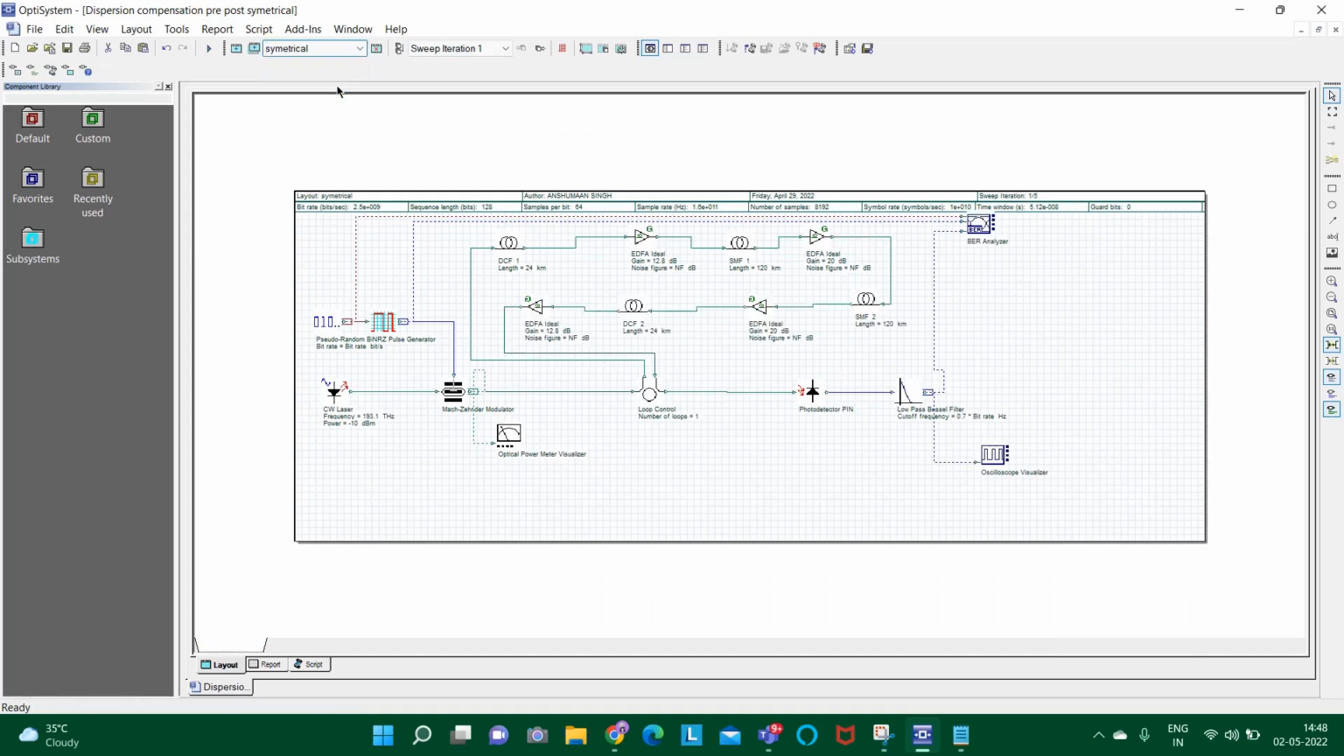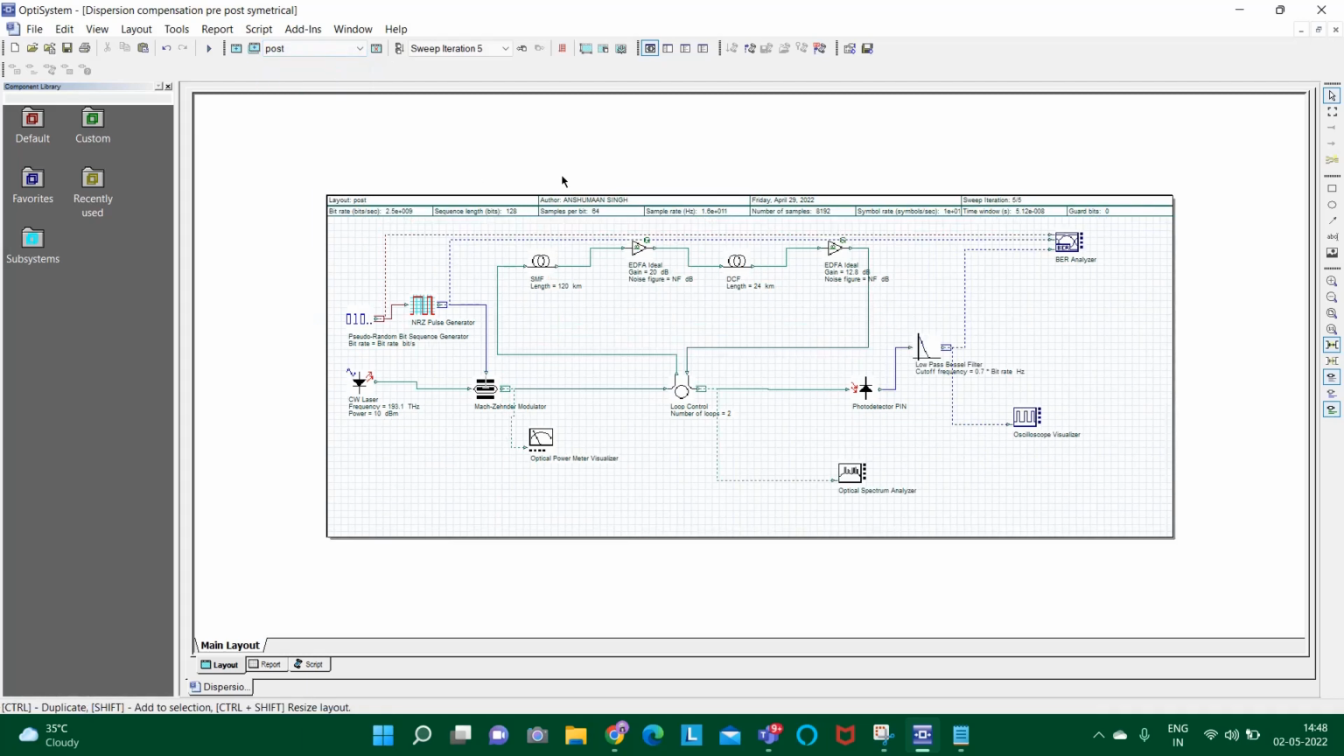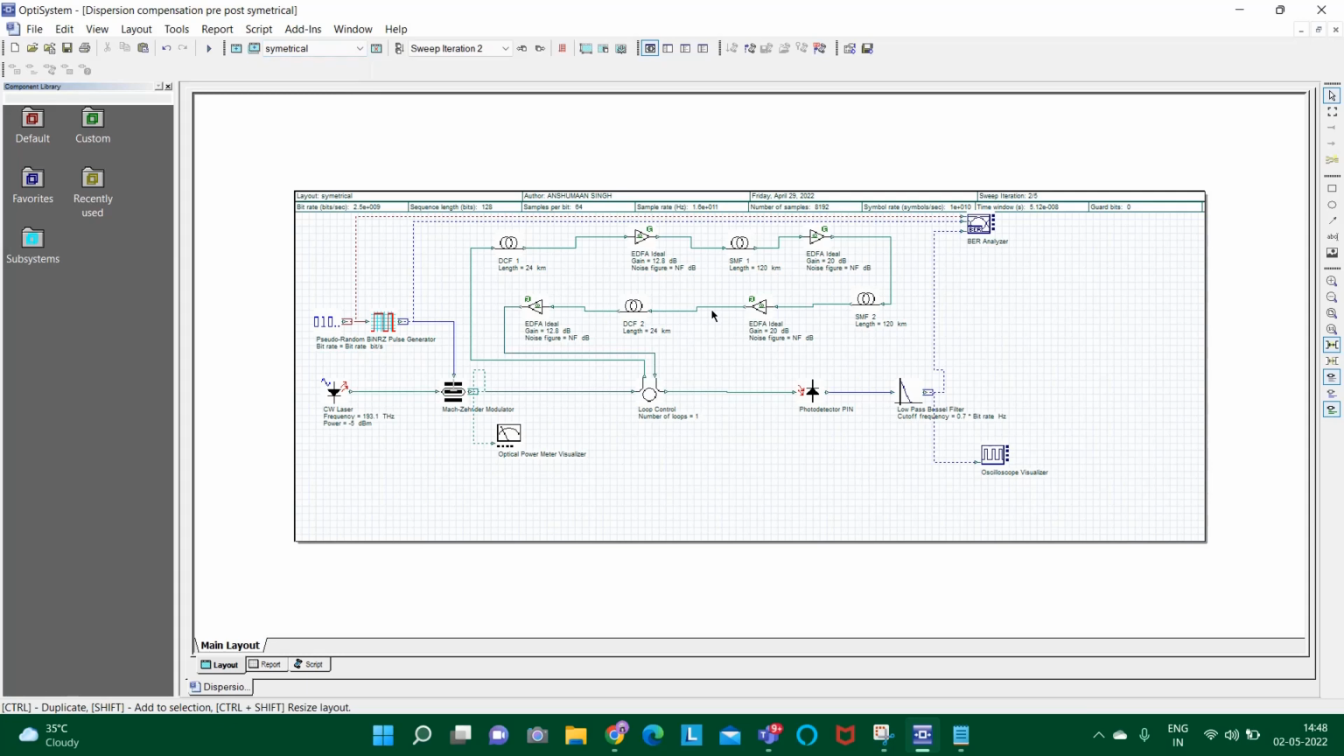And if I go to the symmetrical compensation technique, so this is my symmetrical compensation technique, in which a similar thing is there, but we can see one DCF and SMF, and after that one SMF and one DCF. So if you just see the post compensation circuit, SMF, DCF, and here you can see DCF, SMF, then SMF, then DCF. That means one pre, then one post. The combination of post and pre compensation technique will give you the symmetrical compensation technique, which is the most efficient compensation technique. So here I am taking the bit rate as 2.5.